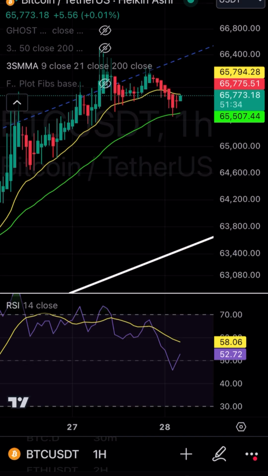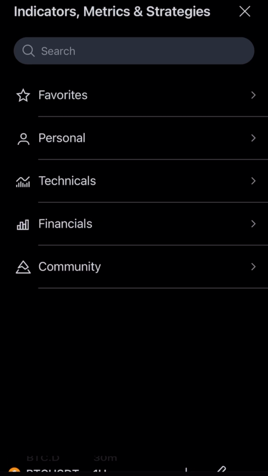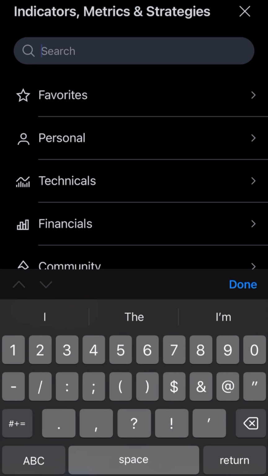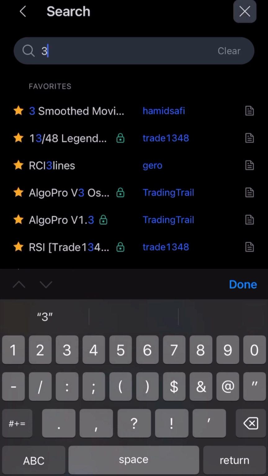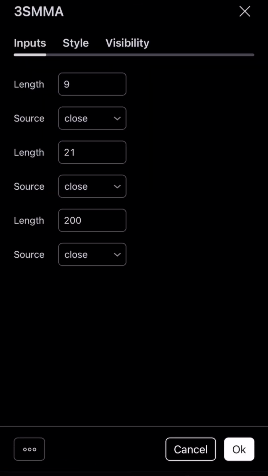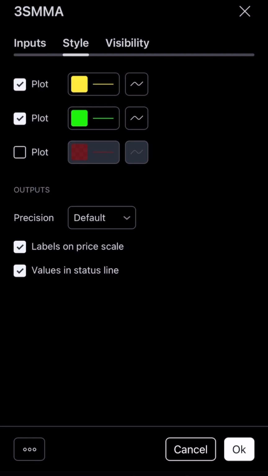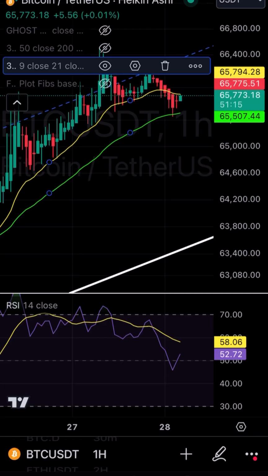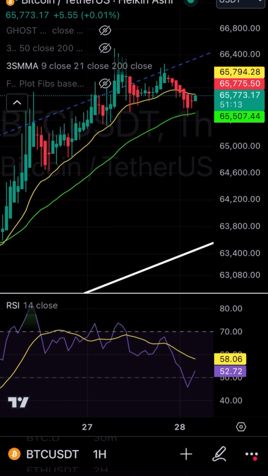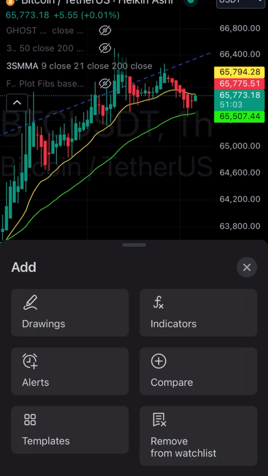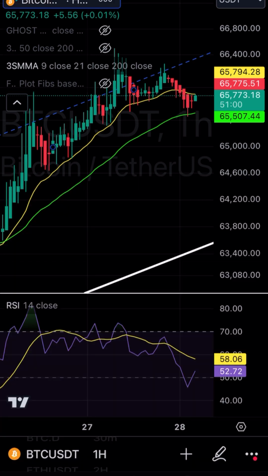Okay, so to set the strategy up, what you basically need to do is go to your 3 smooth moving averages, and change your settings to 9 and 21. You don't need the third one, but make sure they're bright colors. Then the next thing you need is another indicator to confirm it. I use a relative strength index, but you can use another indicator if you want. You can also use MACD with this strategy, and it works about the same.